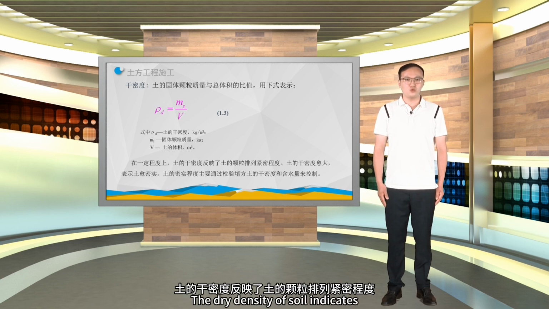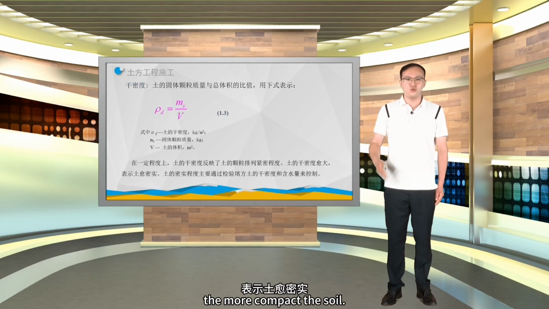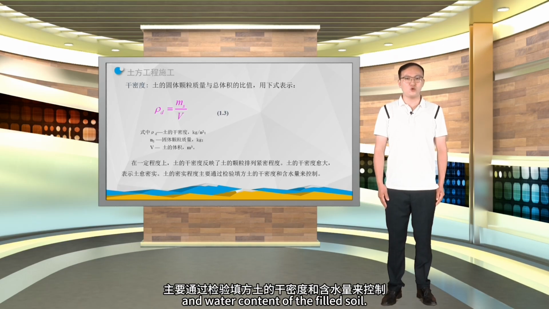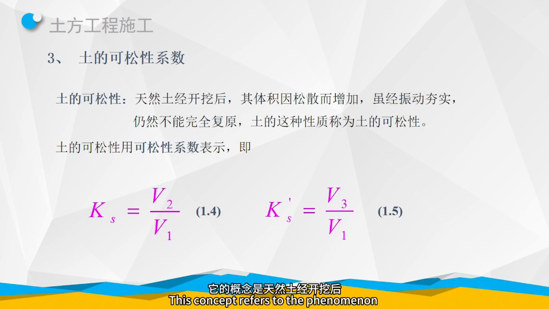To a certain extent, the dry density of soil indicates the compactness of its particle packing. The higher the dry density of soil, the more compact the soil. The degree of soil compaction is primarily controlled by inspecting the dry density and water content of the filled soil. The third engineering property of soil is its looseness coefficient. This concept refers to the phenomenon that when natural soil is excavated, its volume increases due to loosening, and it cannot fully return to its original volume, even after vibration compaction. This property is known as the looseness of soil.